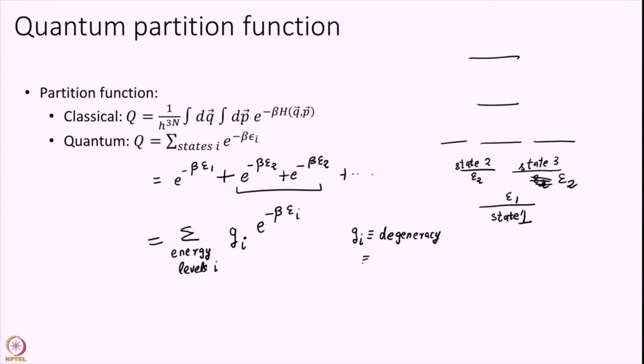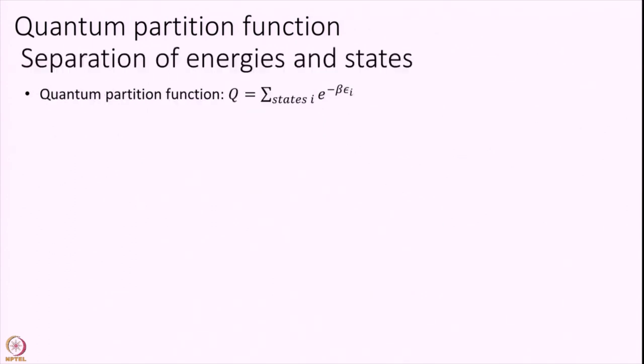Degeneracy simply means the number of states having energy E_i. Okay? So I can go from a summation over states to a summation over energy levels.